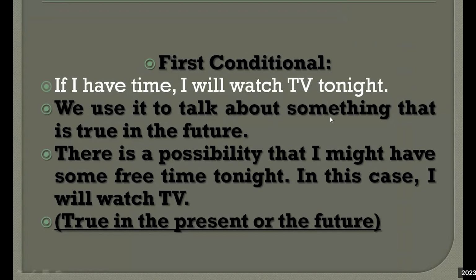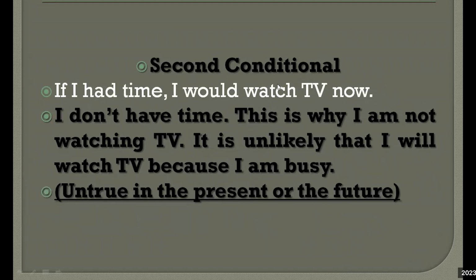We use it to talk about something that's true in the future or even in the present. There is a possibility that I might have some free time tonight. In this case, I will watch TV. It's very likely that this is going to happen. Right? So we use the first conditional with situations which are true in the present or true in the future, and we use the present in the first part of the sentence, will plus the infinitive in the second part of the sentence.